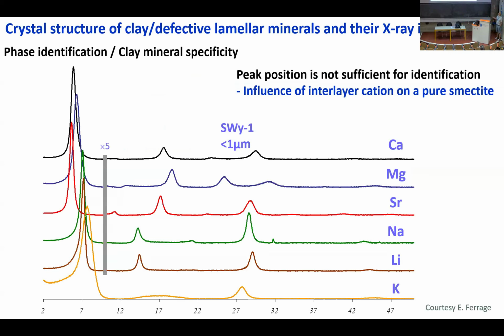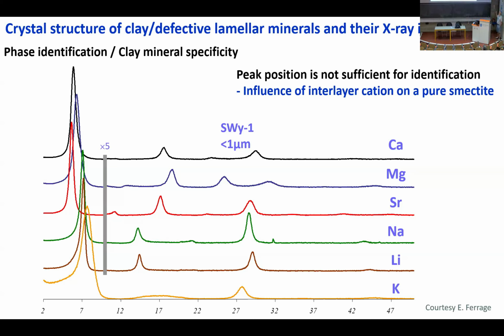Here I have the exact same smectite with different cations in the interlayer, recorded all at the same relative humidity. And you can see that peak position is not exactly the same. Meaning that if I base my identification only on peak position, here I have 6 different samples, 6 different minerals, which is not the case. I have one mineral with different interlayer cations.